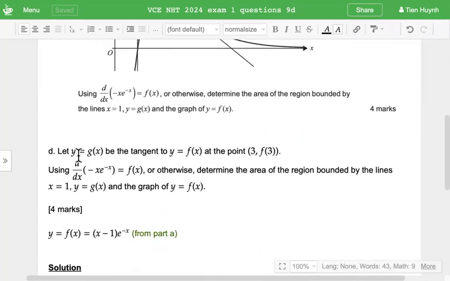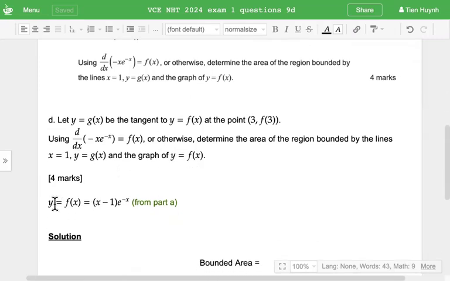So it says here, let g(x) be the tangent to y equal to f(x) at the point (3, f(3)). Using the derivative of negative x e to the negative x equal to f(x), or otherwise, determine the area of the region bounded by the lines y equal to 1, y equal to g(x), and the graph of y equal to f(x). Now, this is from part A that we have f(x) equal to (x minus 1) times e to the negative x.